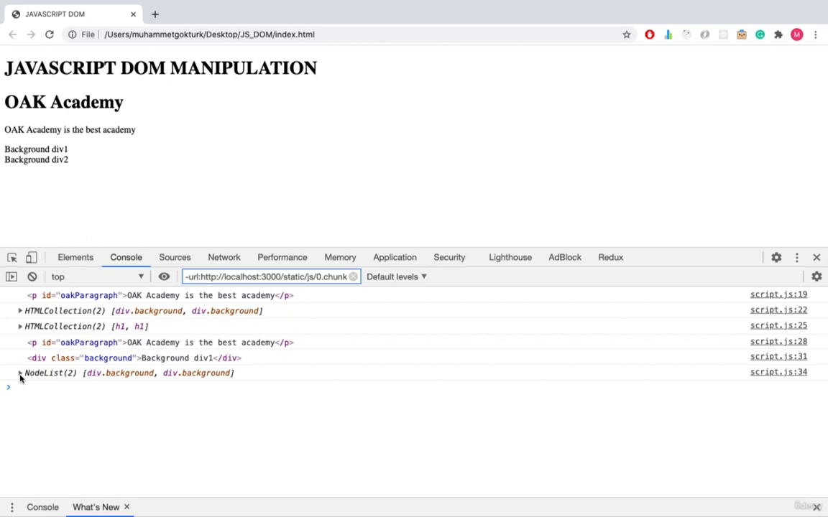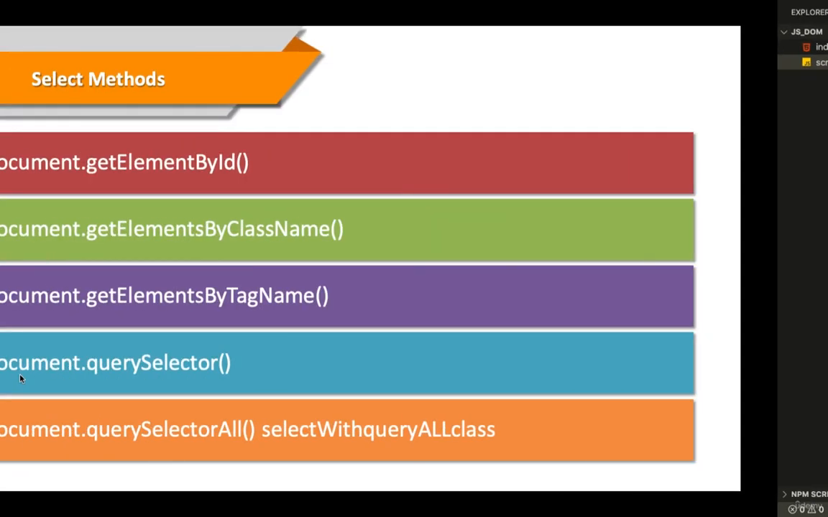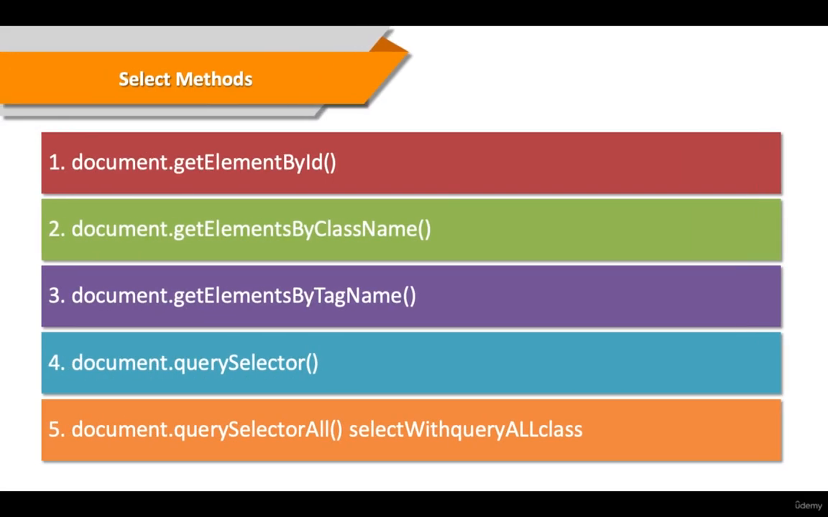So what do you say? Let's wrap it up. We talked about different select methods. There are 5 of them. And here's the list.